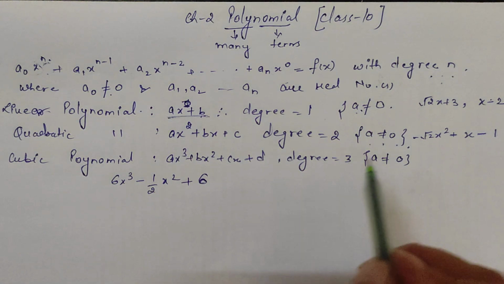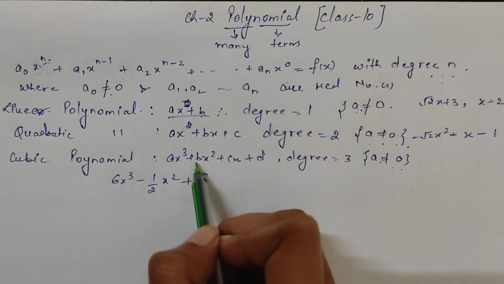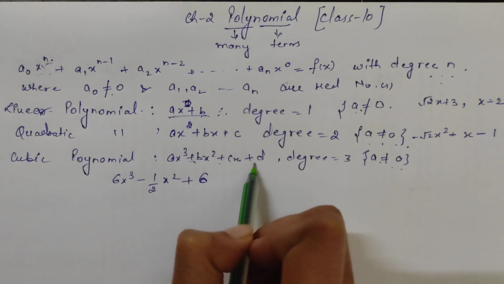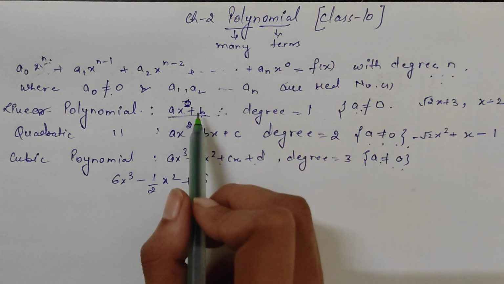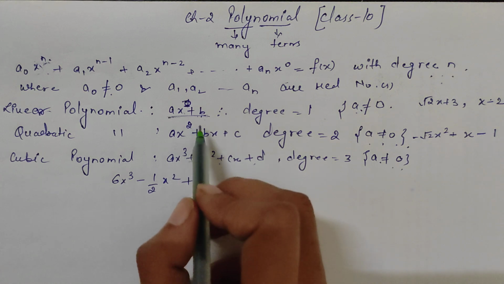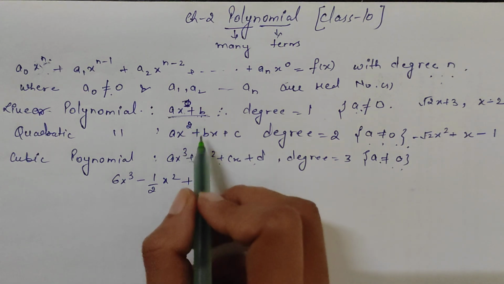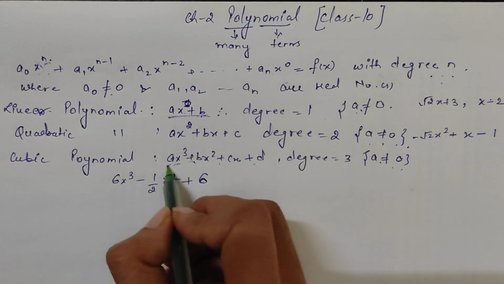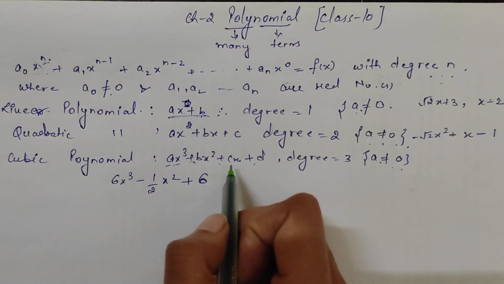See, in this we have the condition a not equal to 0, but b can be 0, c can be 0, and d can be 0. Similarly in quadratic, b can be 0, c can be 0, and in linear, b can be 0. The coefficient of the highest power should not be 0, the rest can be 0. Is it okay?